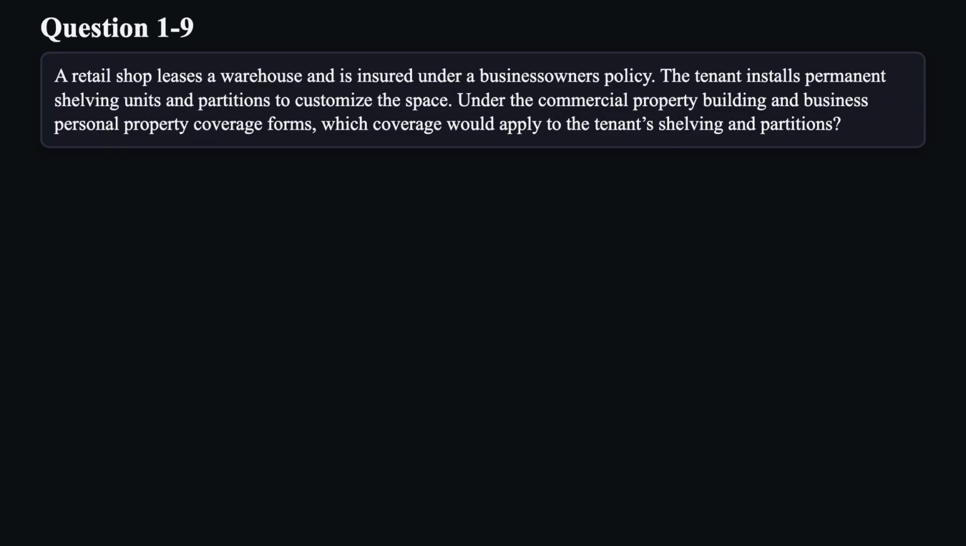Question 9. A retail shop leases a warehouse and is insured under a business owner's policy. The tenant installs permanent shelving units and partitions to customize the space. Under the commercial property building and business personal property coverage forms, which coverage would apply to the tenant's shelving and partitions?